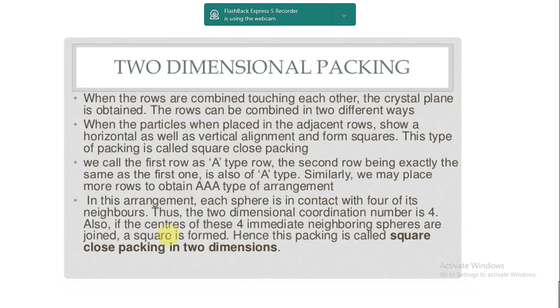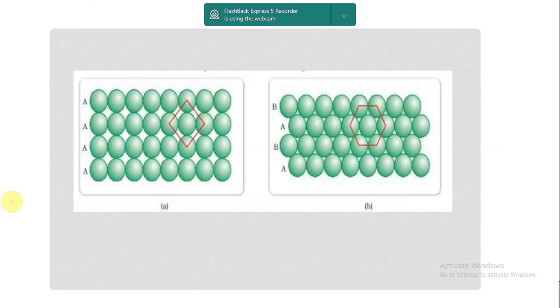2 dimensional closed packing we just saw. So when the rows are combined touching each other, the crystal plane is obtained, and the rows can be combined in 2 different ways. You see here, one row is there and another row is placed over it. Now if I place another row just above the one row, then if this was my A layer, this is again my A layer, this is again my A type, because I am placing the particles just above it, isn't it? Not in the vicinity but above it.